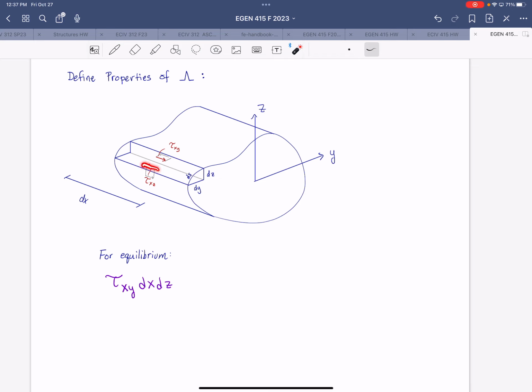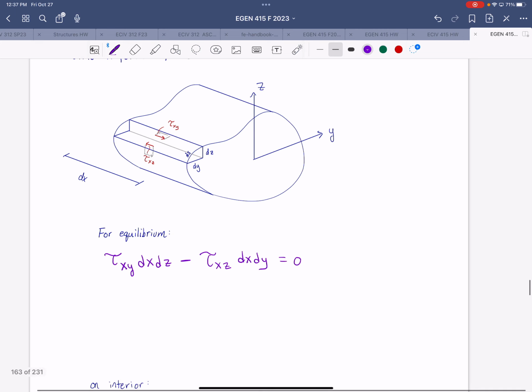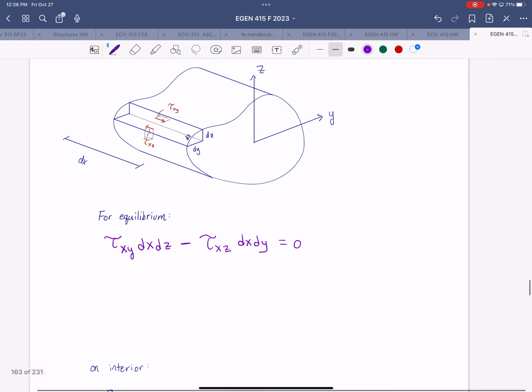and then in the other face, we have the shear stress going in the opposite direction, so minus the shear stress in the xz, so that's the x direction on the z face, times the area over which that acts, which is dy times dx, is equal to 0. There are no axial forces, there's no bending, so there's no net normal stress to contribute to that direction. Those are the only components in the axial direction that are causing forces internally. And we know that equilibrium must be satisfied, so they're equal to 0.